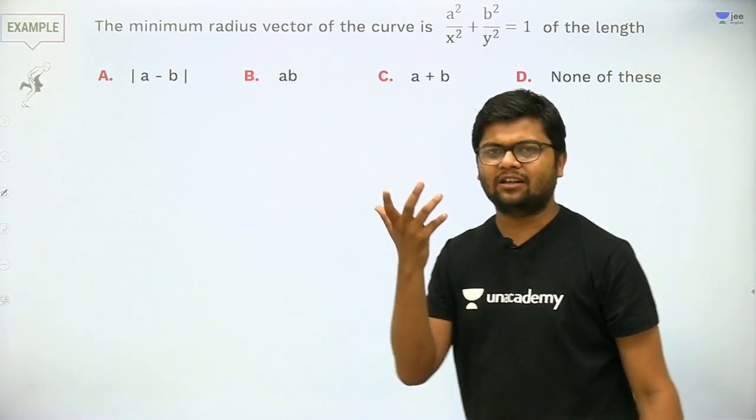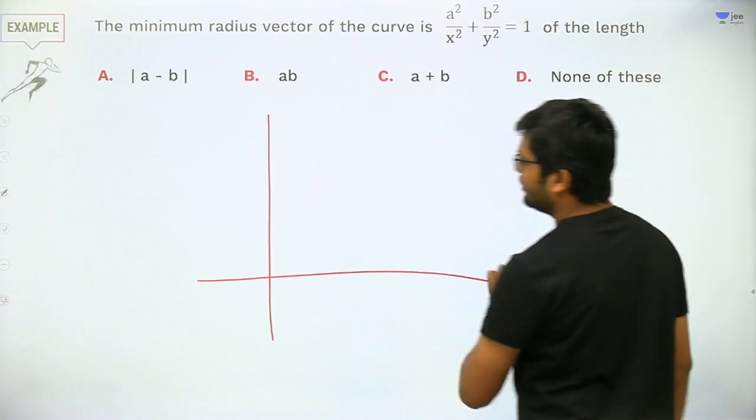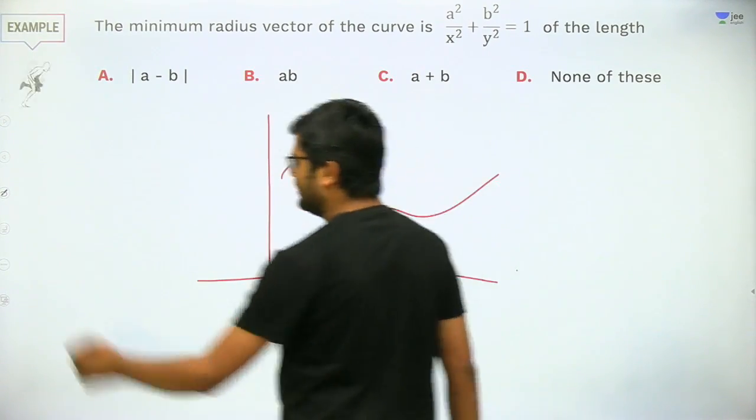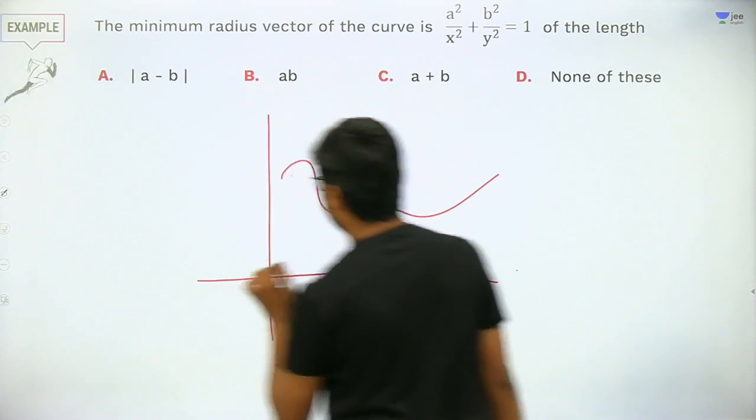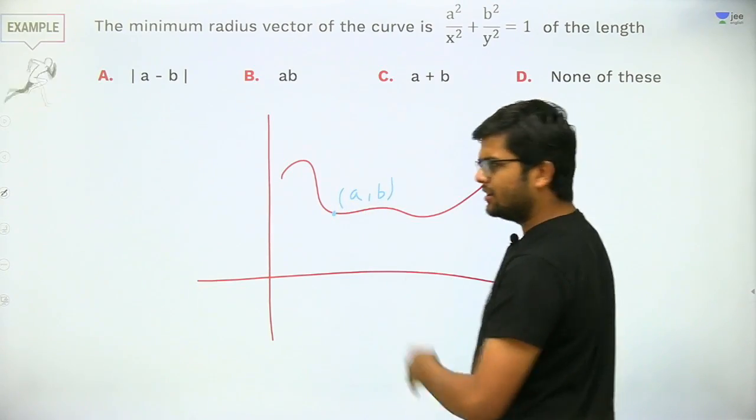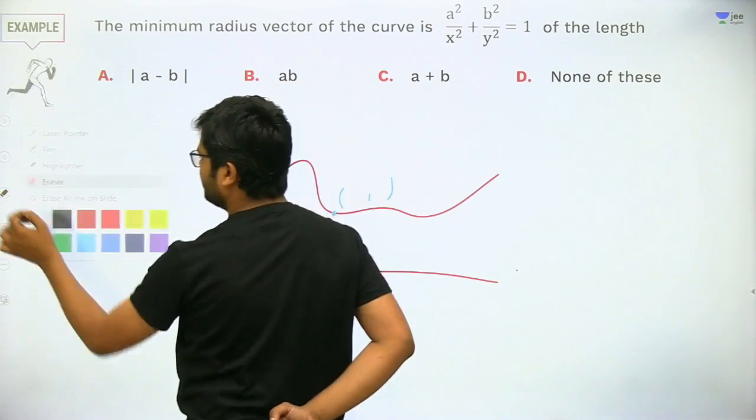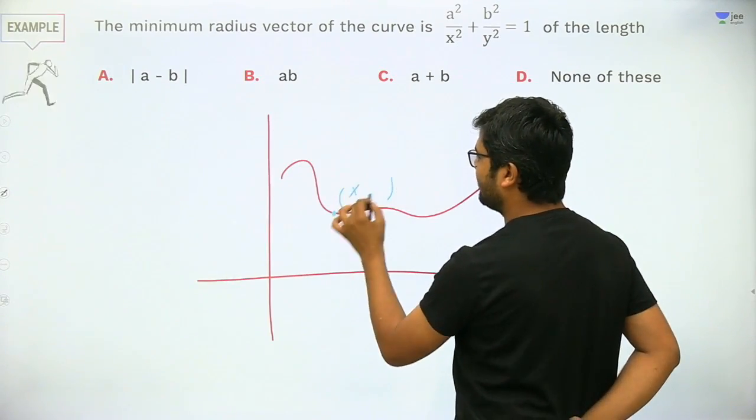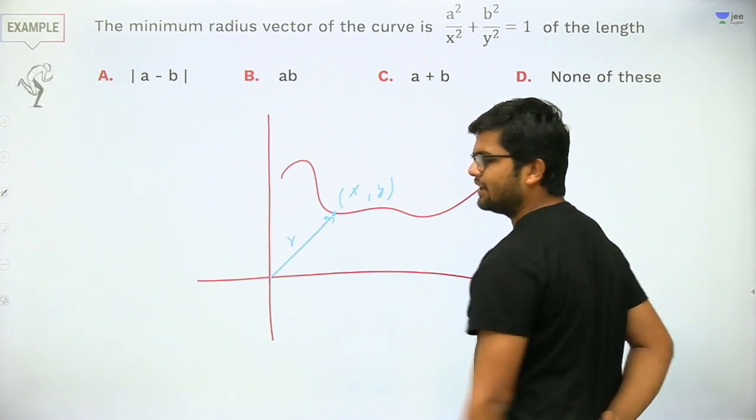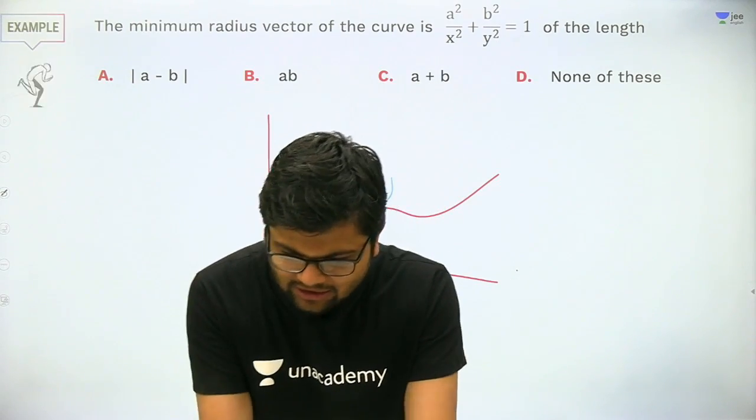Now what is a radius vector? You must understand, this type of question comes. Let us suppose this is a curve, any random curve, and suppose there is a point a comma b or x comma y, and let this point be x comma y. Now the distance of this point from the origin is the radius vector. This vector is the radius and its modulus is called distance.